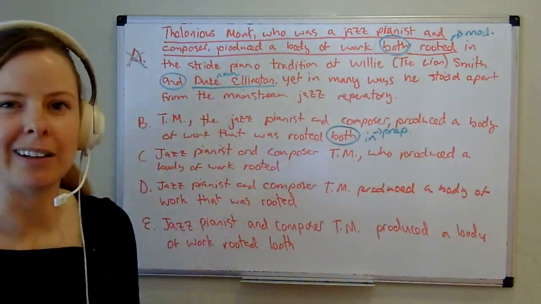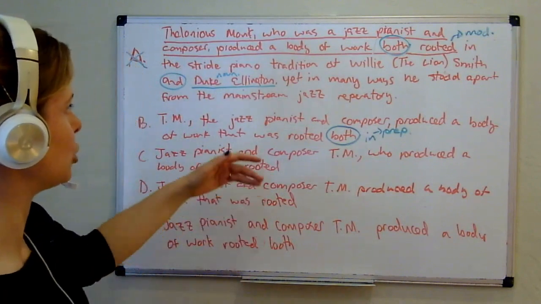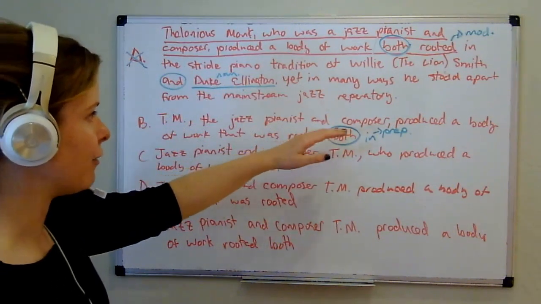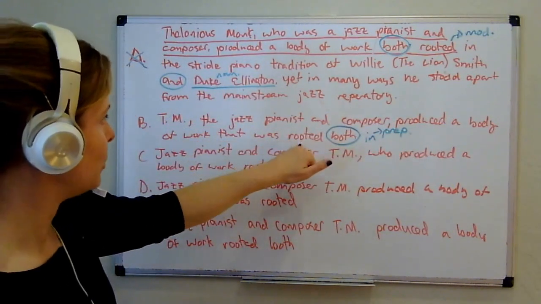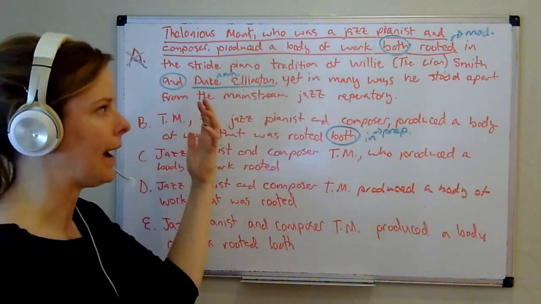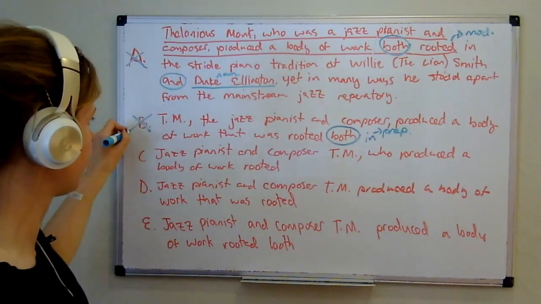That's trying to be parallel to this noun, doesn't really work. And again, we've got a meaning issue where if you try to put this second parallel bit right after your stem, now we have produced a body of work that was rooted Duke Ellington. We really need that preposition to be outside of your parallel structure. So B is out, doesn't work.